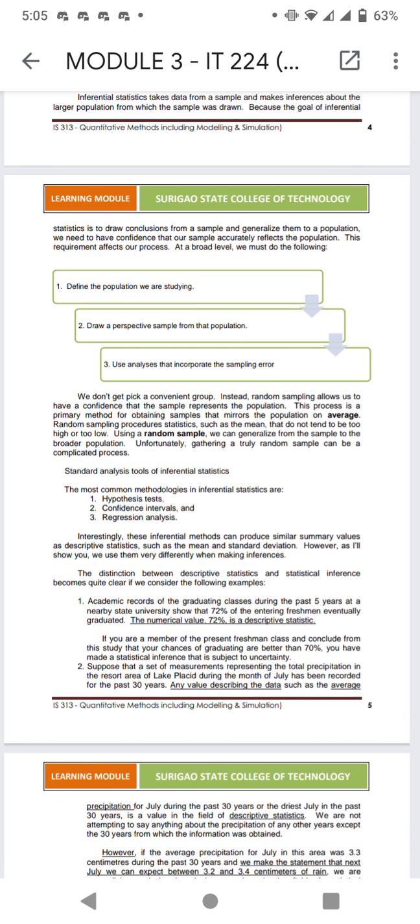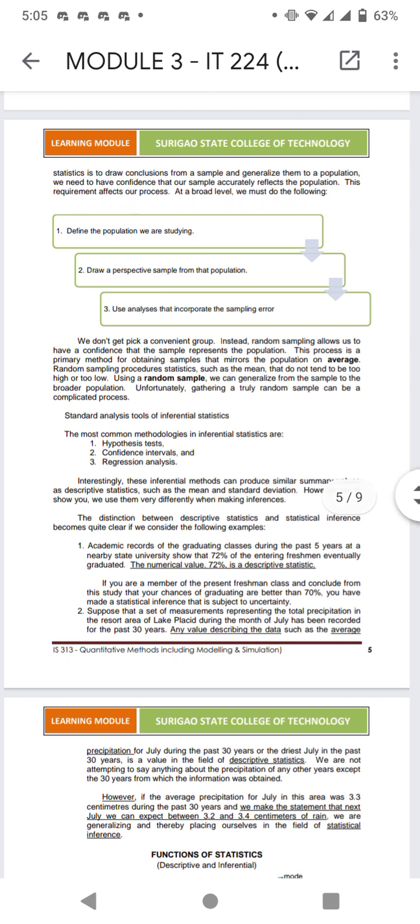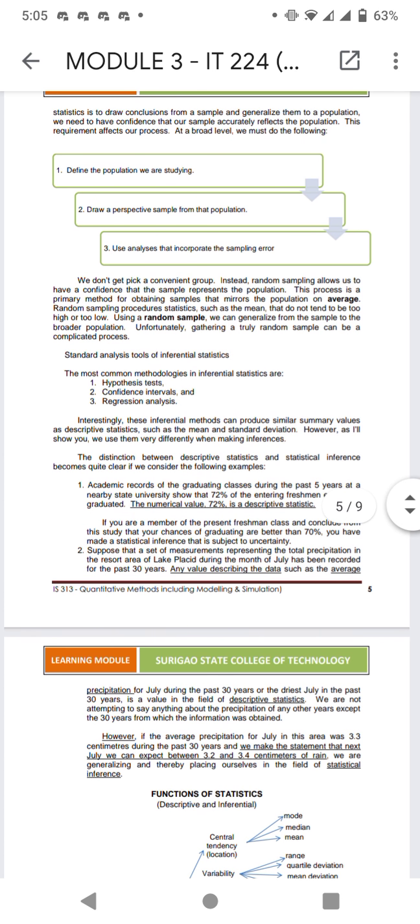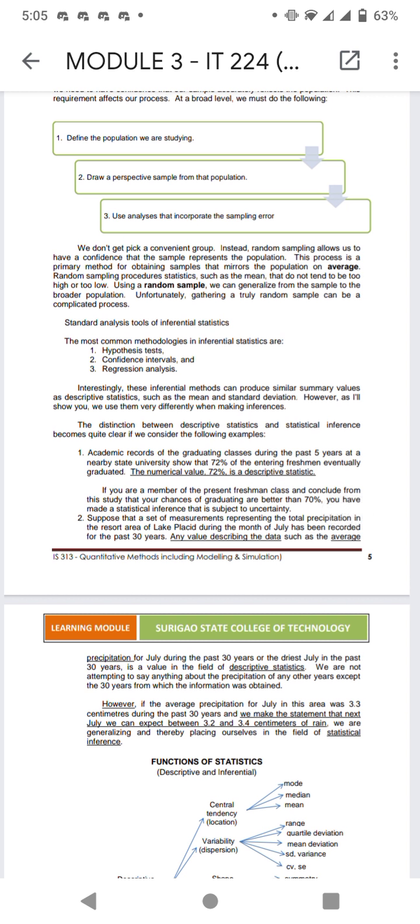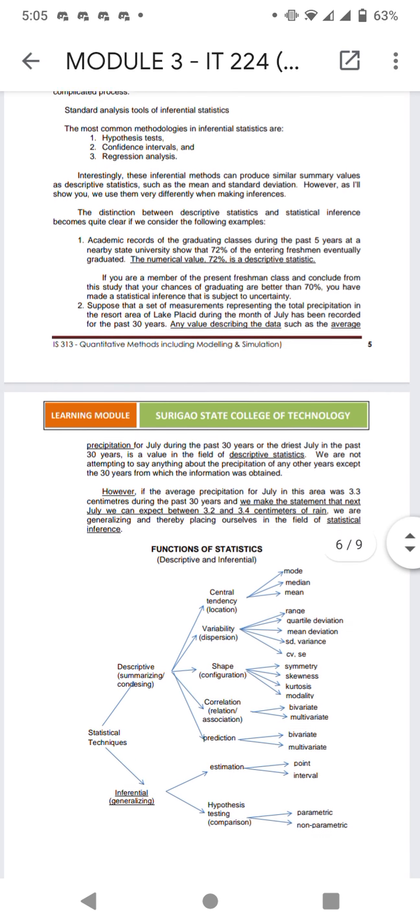Here are the steps. First, define the population, draw a representative sample from the population, and use analysis that incorporates the sampling error. Using a random sample, we can generalize from the sample to the broader population. Unfortunately, gathering a truly random sample can be a complicated process. Inferential statistics includes hypothesis tests, confidence intervals, and regression analysis.